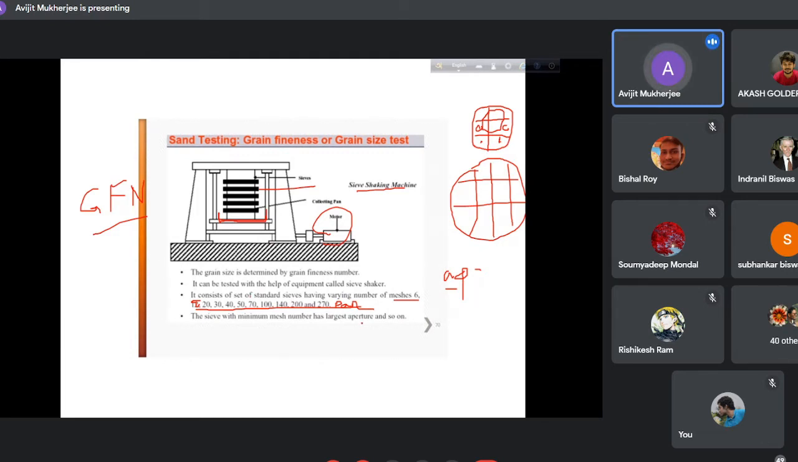Now aperture means this is the opening. The sieve with maximum mesh number has the smallest aperture. Sorry, the minimum mesh number has the largest aperture, and minimum is 6.